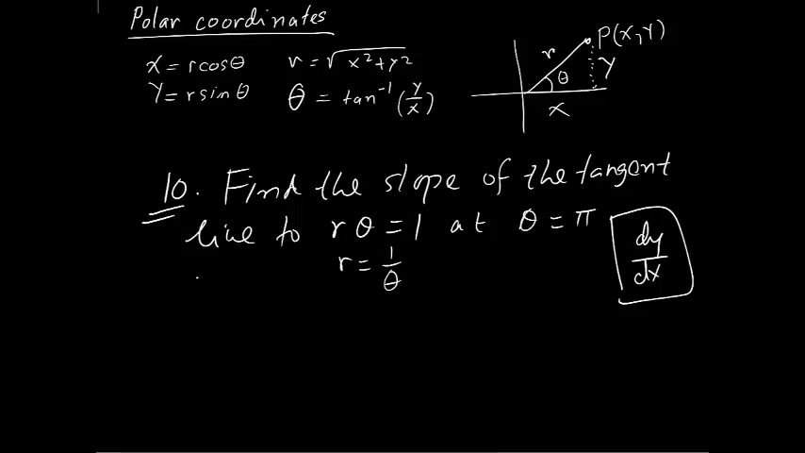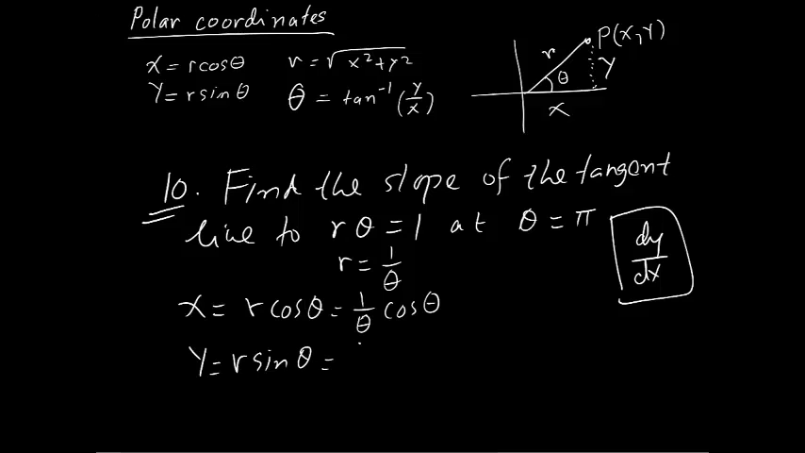So then we can say, what is my x? x equals r cosine theta. We get 1 over theta times cosine theta. This is x. We keep it in terms of theta, since we cannot find exactly the Cartesian form. And then y equals r sine theta, so r is 1 over theta, and then you have sine theta. So you got x and y.